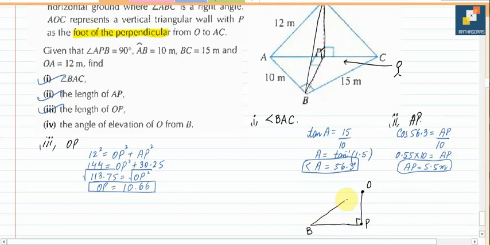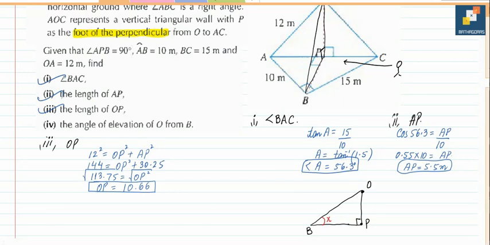Now you need to complete the triangle, and which angle is unknown? Angle of elevation, that means this angle. So the most important part, the sketching, we have done. Once the sketching has been done, you need to substitute values. The value of OP we had already found out, that is 10.66. The value of BP we haven't found, but we can find it.